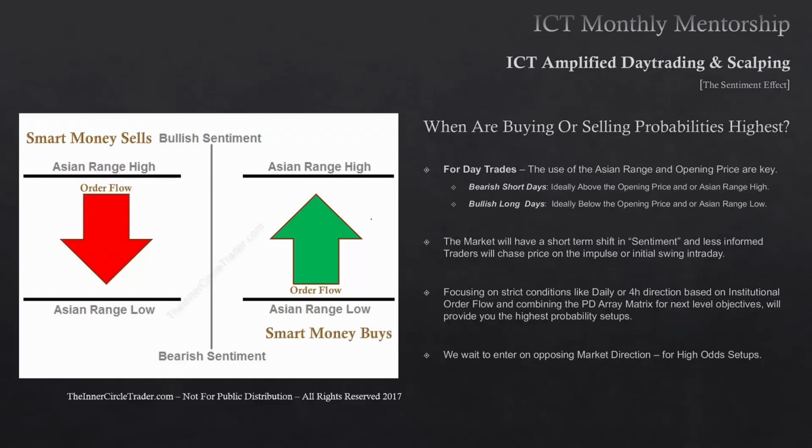When institutional order flow is bullish on the daily and or 4-hour chart, smart money buys below the Asian range low and below that opening price.